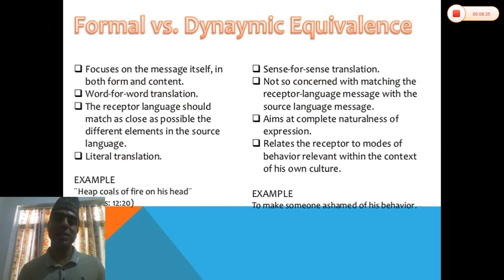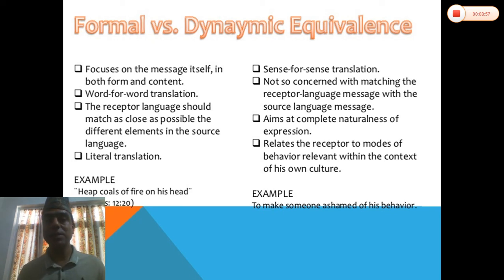in the targeted text. Okay, let's discuss some differences between these two translations, formal equivalence and dynamic equivalence. Formal equivalence focuses on the message itself in both form and content. It is word for word translation. The receptor language should match as closely as possible the different elements in the source language. Elements should be the same, and it is literal translation.